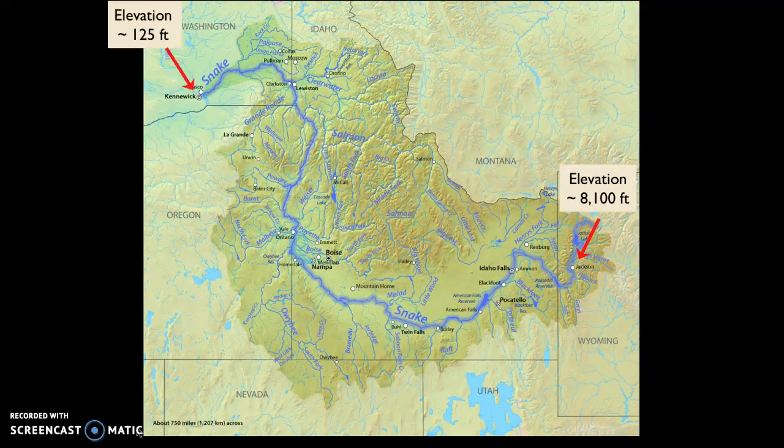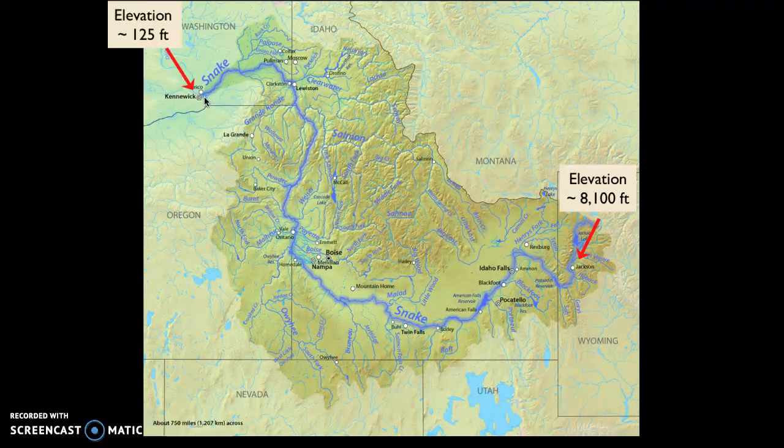And then as it goes through its path, as you're seeing over here, it's going to start lowering in elevation. So here in Boise, we are somewhere around 2,600 feet. So it's already lost easily, what is that? Boy, math is hard. Over 5,000 feet in elevation through that path. And then eventually it's going to get low enough to about 125 feet here in Kennewick in Washington, where it merges with the Columbia River.